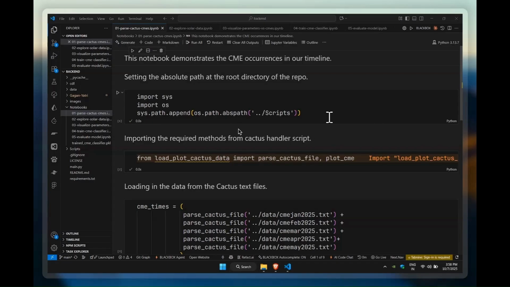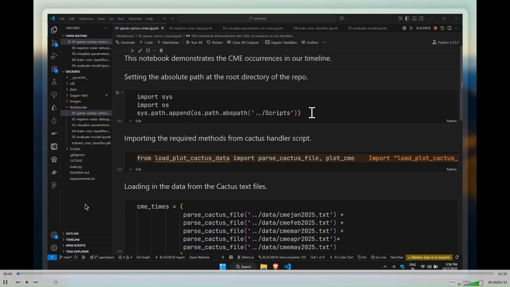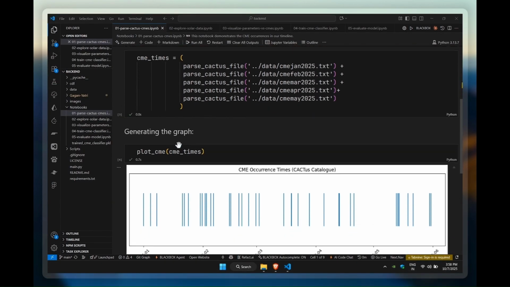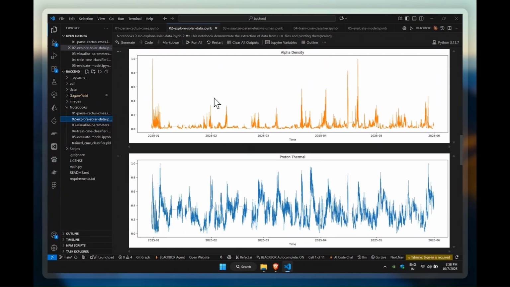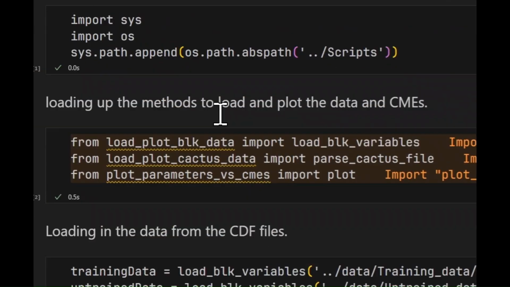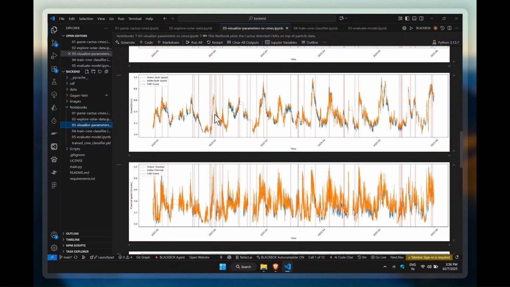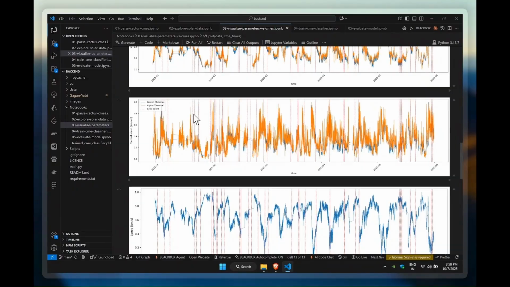These are the clips of the ML model training on 5 parameters: parse CACTus database, explore solar data, train CME classifier, evaluate model, and visualize parameters. These are the graphs of how our ML model is creating graphs in real time from the SWIS-ASPEX data.